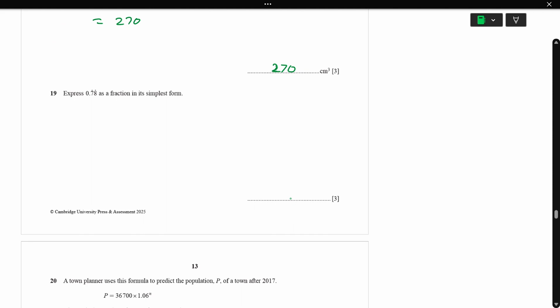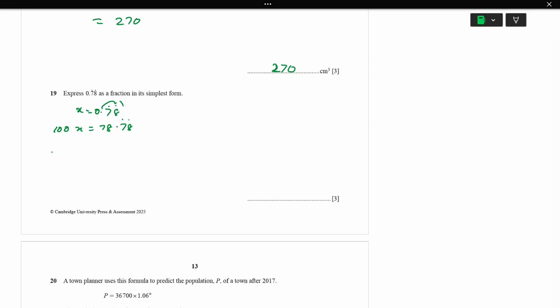Next, x equals 0.78 with 78 recurring, keeps repeating. Make it a fraction. So x equal to 0.78 recurring. Then I multiply by 100, so the decimal will move two places here. So 100x equal to 78.78 and again this keeps repeating. Now I'll take away both.